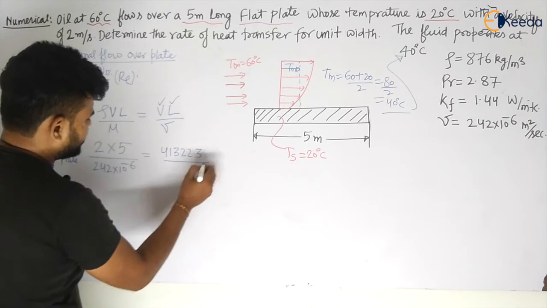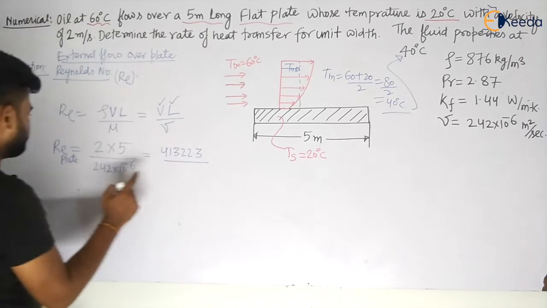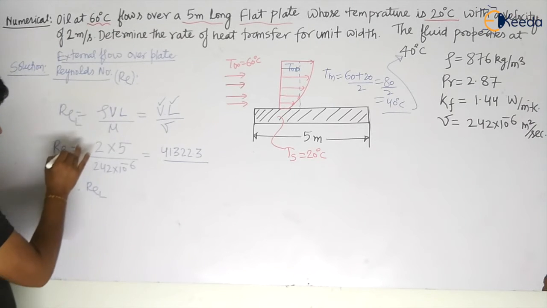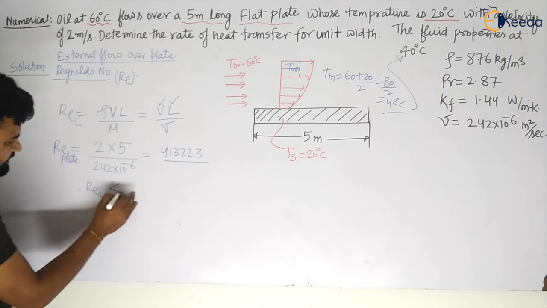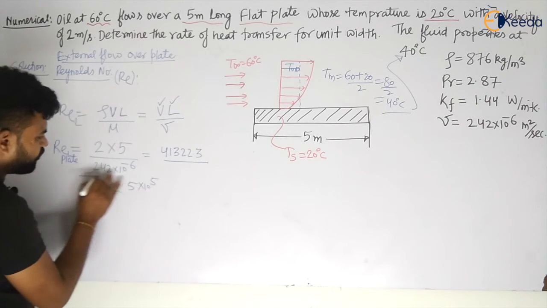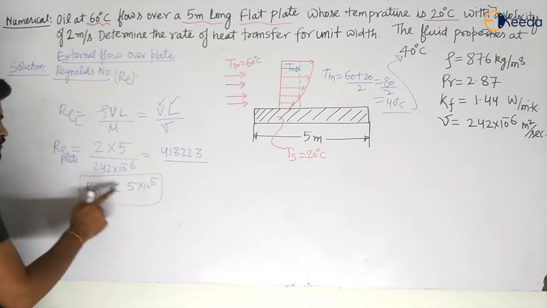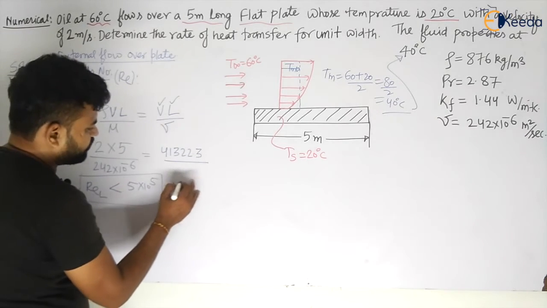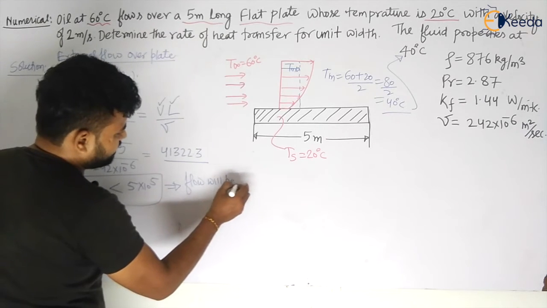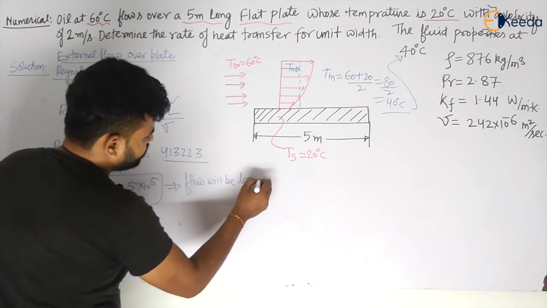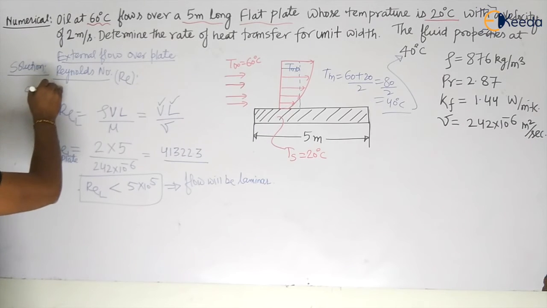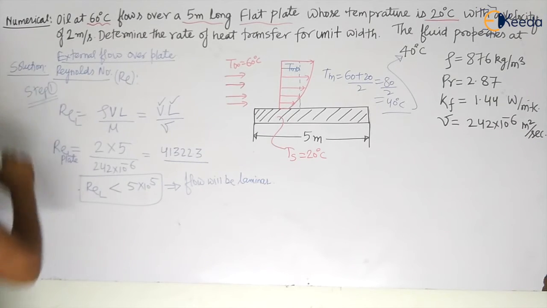41322.3, my dear students. And if you see this Reynolds number at a particular length L, it is less than 5 into 10 to the power 5. And when for plates the Reynolds number is less than 5 into 10 to the power 5, the flow will be laminar. Now that was your step first, my dear students. Let us move on to step second.